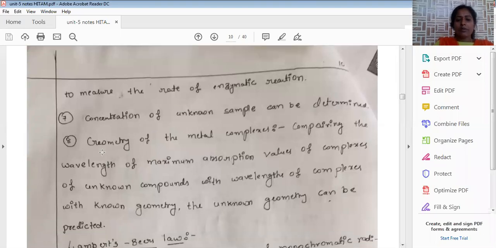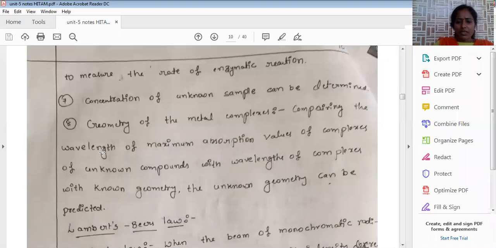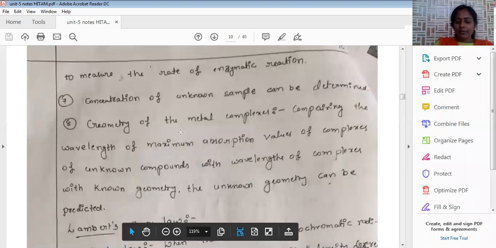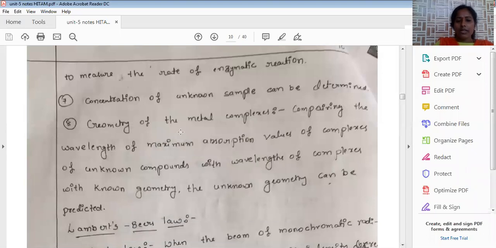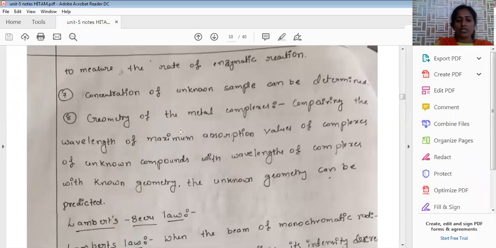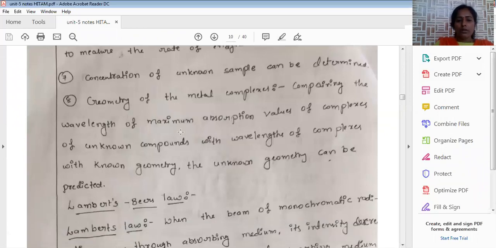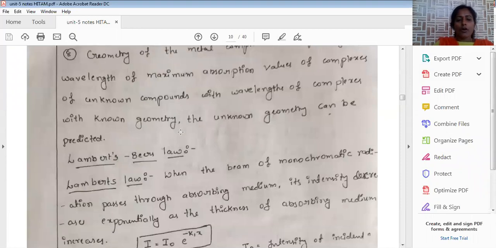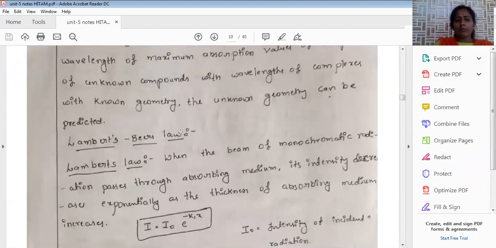Next is the geometry of the compound. Whether it is a cis compound or trans compound can be identified by comparing the wavelength of maximum absorption values of the complexes of the unknown compound. Based on their wavelength, we can predict the geometry of the compound. If the geometry is octahedral, tetrahedral, or square planar, that can be identified. Even cis-trans isomers can be identified by using UV visible spectroscopy.